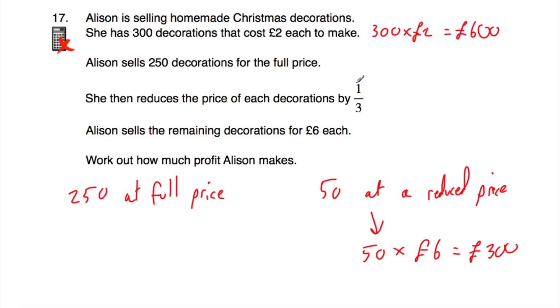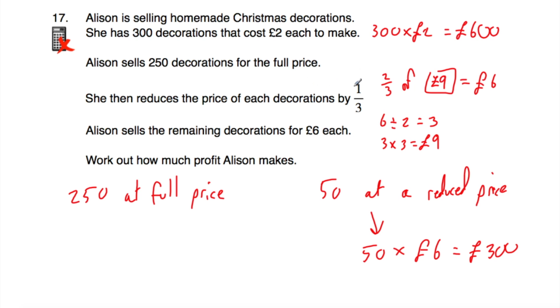Now we're told that she reduced the price by a third, and then she sold them for £6. If you reduce the price by a third, you're left with 2/3 of the price. So 2/3 of the full price is equal to £6. If we knew the full price, we would divide it by 3 and times it by 2 to get 6. So if we take our 6 and divide it by 2, work backwards, that's equal to 3, and then times by the bottom, 3 times 3 is equal to £9. So that means that she was selling them at full price for £9 each.